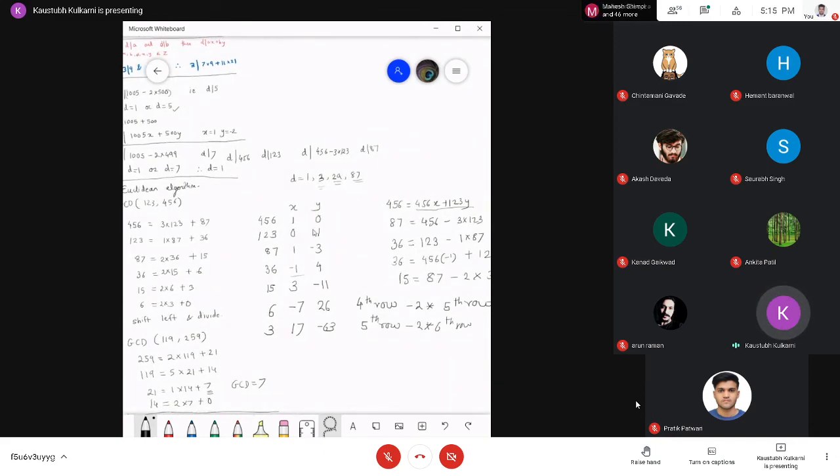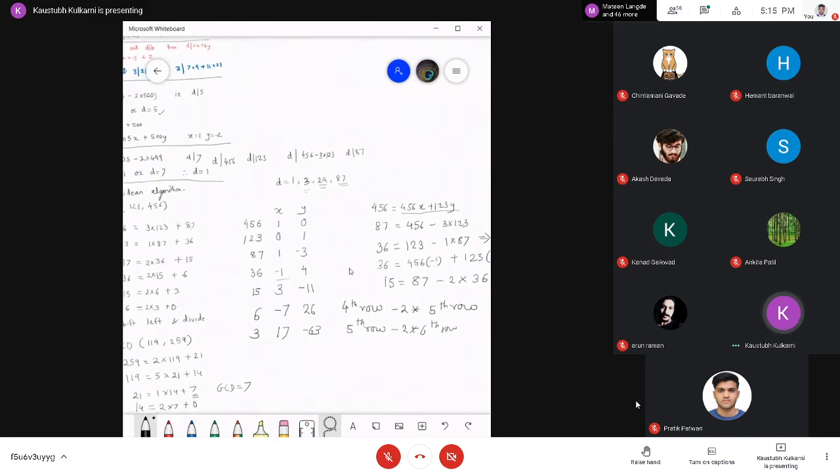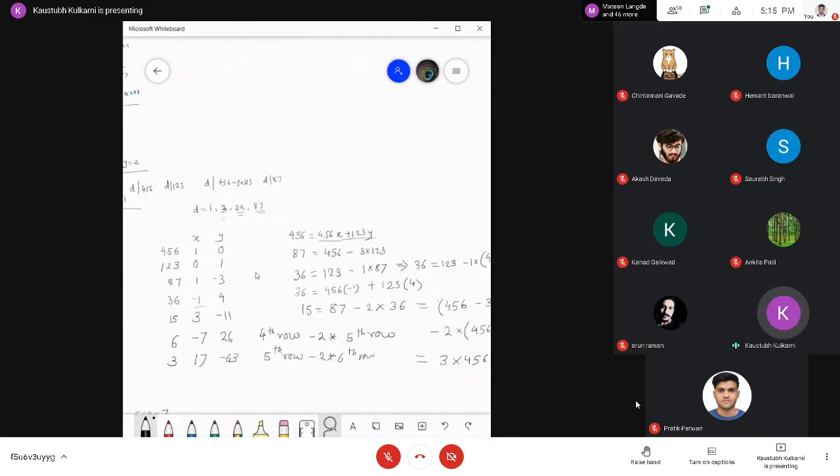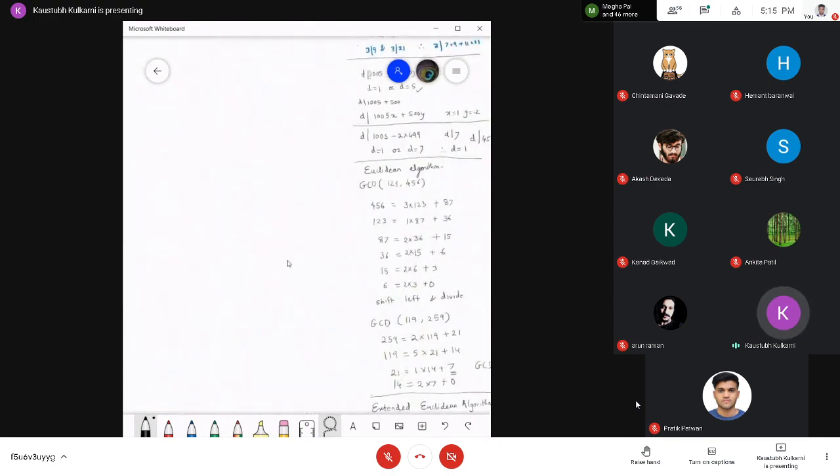You can find x and y directly from this table, and the logic behind how it works is because of the substitutions, but don't pay attention to the substitutions at all. I will draw a fresh table over here. So you have x, y, write the greater one, write the other one, initialization: 1, 0, 0, 1. Now the first remainder is 87, so row of 87 is row of 456 minus 3 times the row of 123.